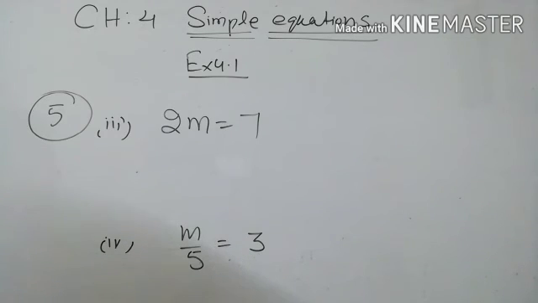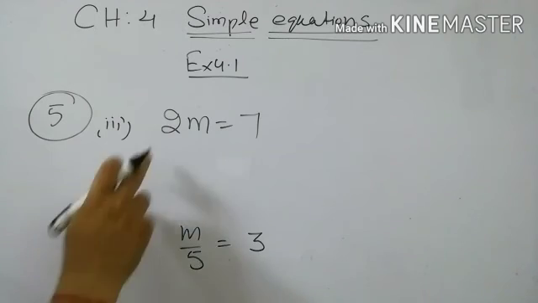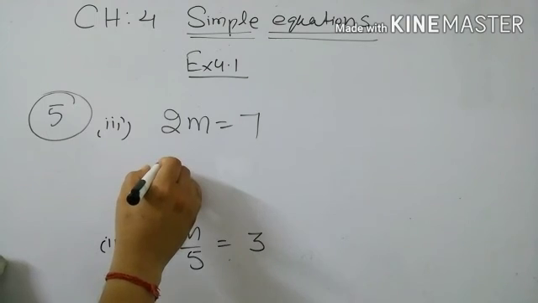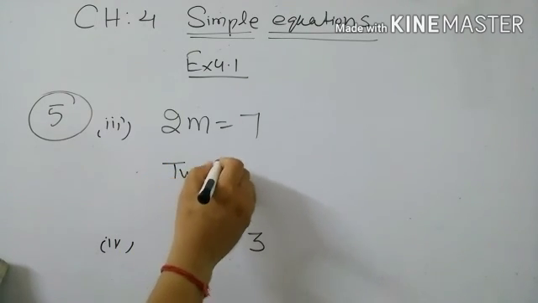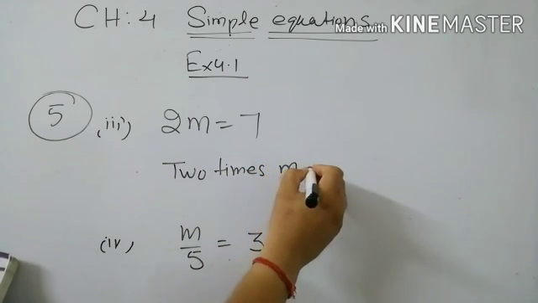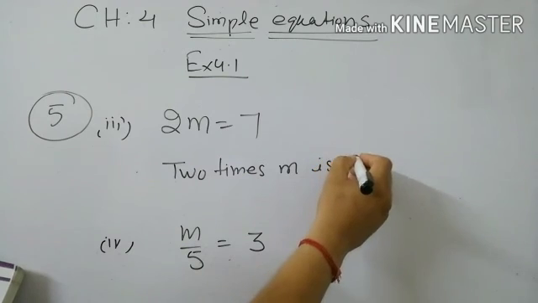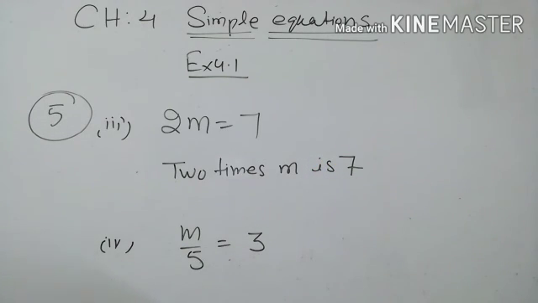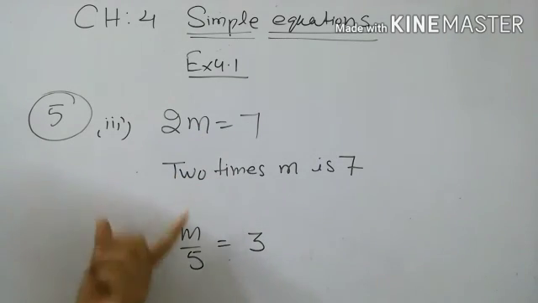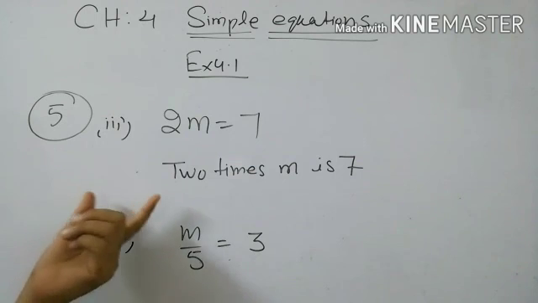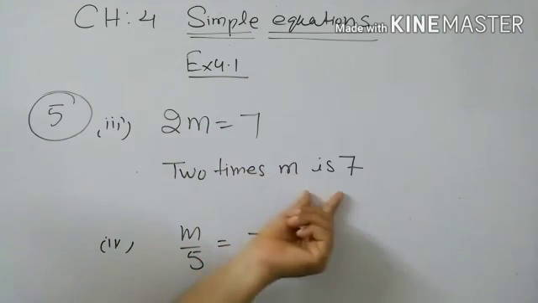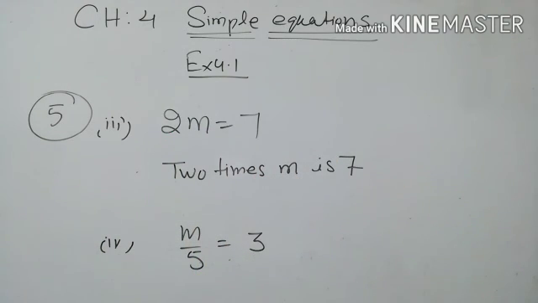So we write here: 2 times m is 7. When we have multiplication, we write times: 2 times, 3 times, 4 times, 5 times. So we write here 2 times of m. 2 times of m is 7. So it is the statement for this question.